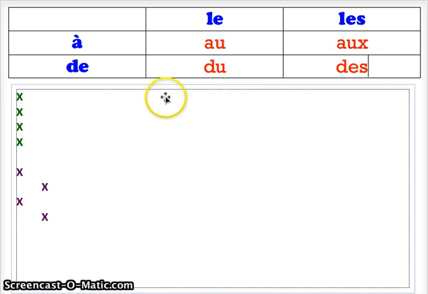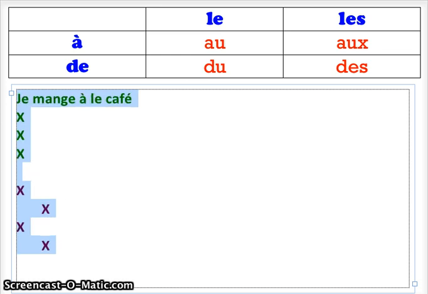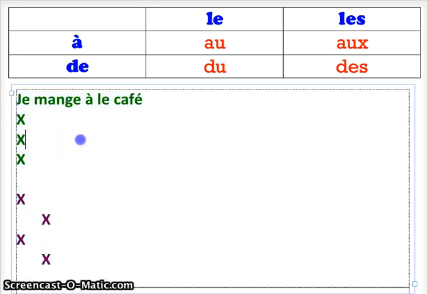Let's look at some examples. Let's use the sentence, I am eating at the cafe. Je mange à le café. Let's see if we can make these a little bit bigger. The better to see you with. Is that better? I'll bet we can even go one more. Ah, much better. Okay. Je mange à le café. I am eating at the cafe.